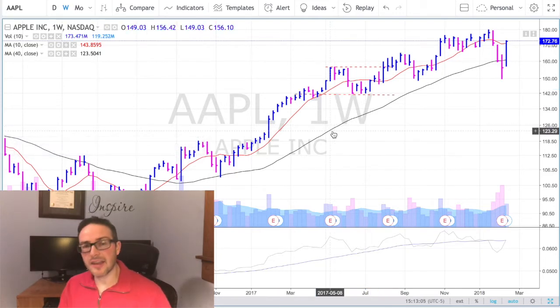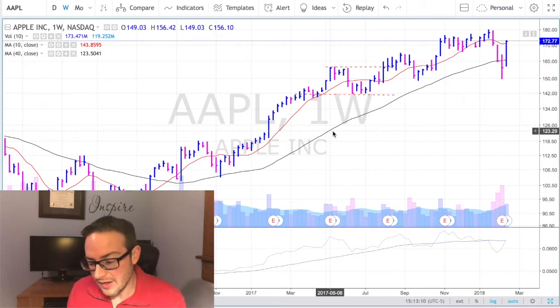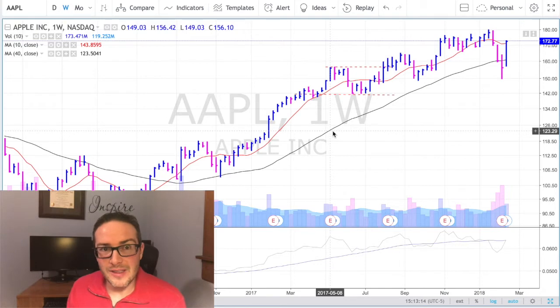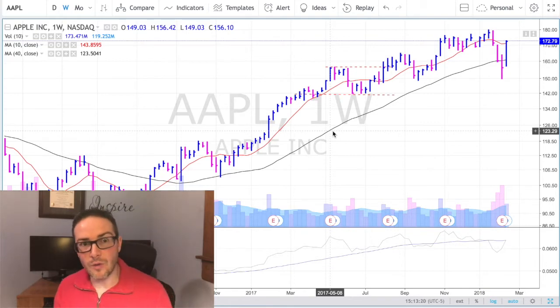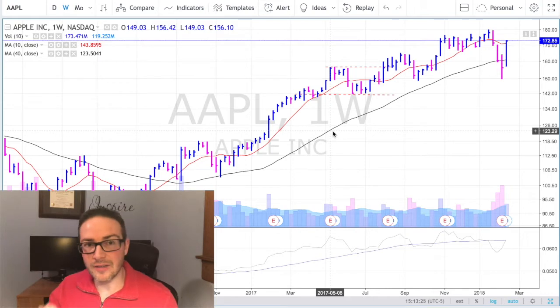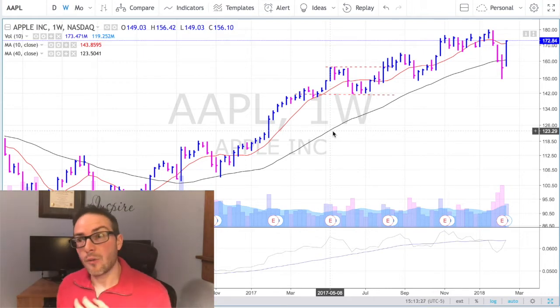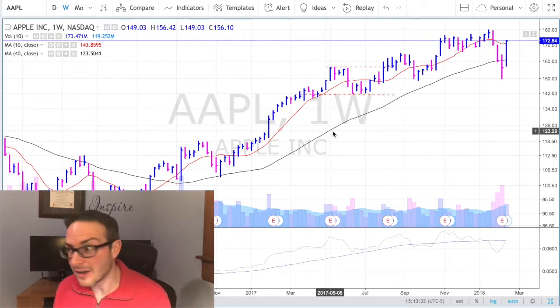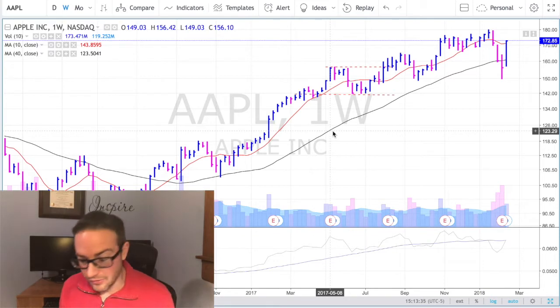When we look at the individual bars of the base, what we're trying to figure out is: is this stock under accumulation, meaning that there are more buyers coming in, or is it under distribution, meaning that the major players are dumping their shares? When we ultimately see either a breakout or a breakdown, that's what's going to tell us who won the day. Was it the bulls or the bears?